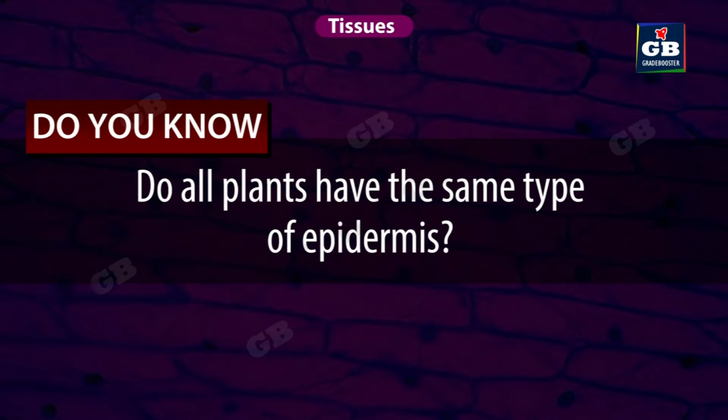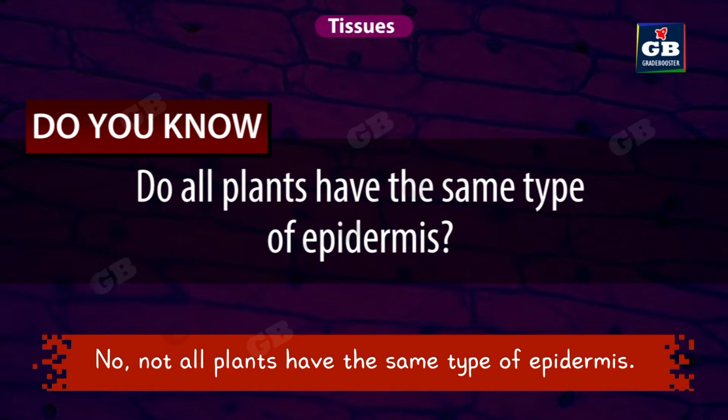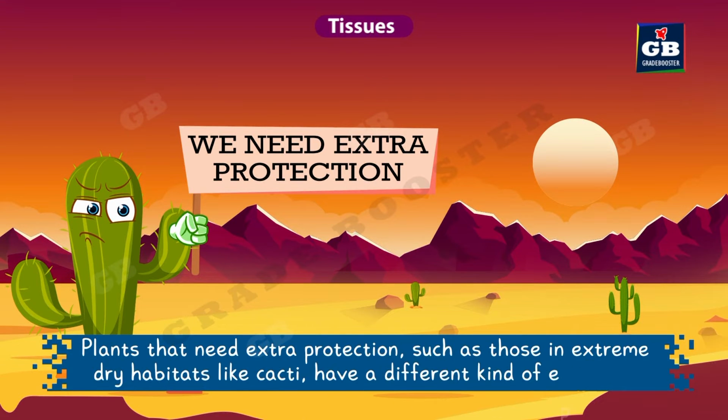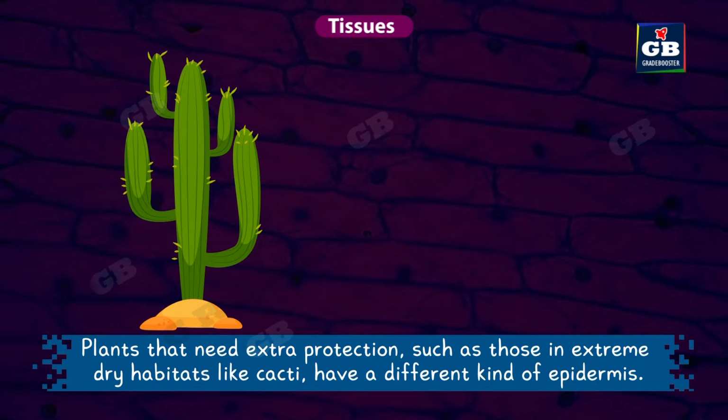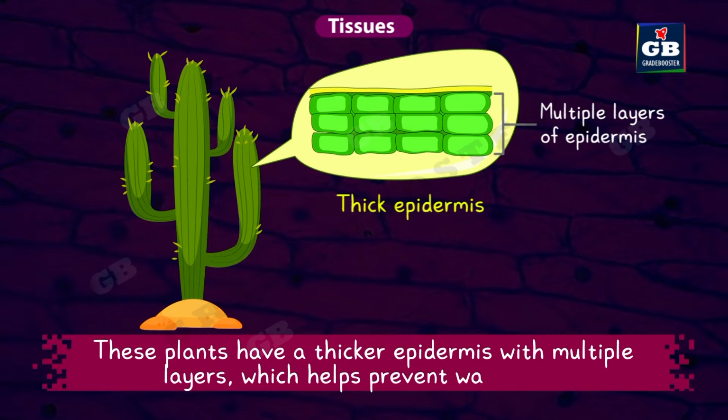Do all plants have the same type of epidermis? No. Not all plants have the same type of epidermis. Plants that need extra protection, such as those in extremely dry habitats like cacti, have a different kind of epidermis. These plants have a thicker epidermis with multiple layers, which helps prevent water loss.